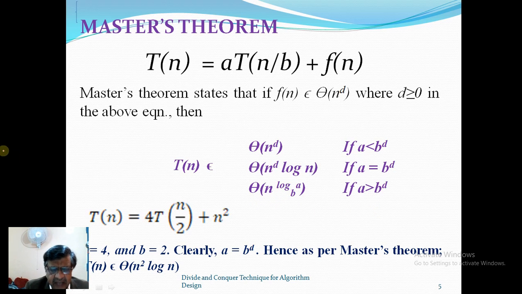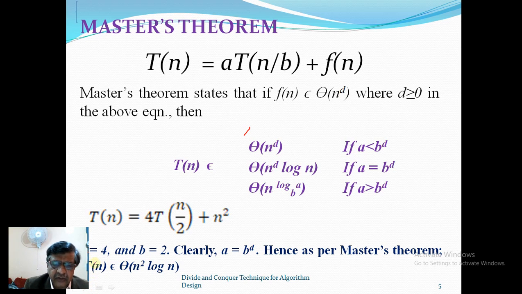Okay, we will take an example over here in order to understand this Master's theorem. Let us say some algorithm has given us this recurrence relation: T of n is equal to 4 times T of n by 2 plus n square. The meaning of this is that in every iteration, 4 subproblems will be there, each of size n by 2, and the complexity of amalgamating the solutions is n square.